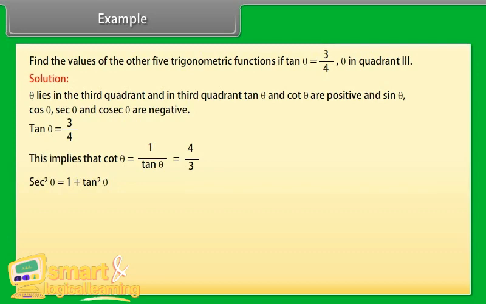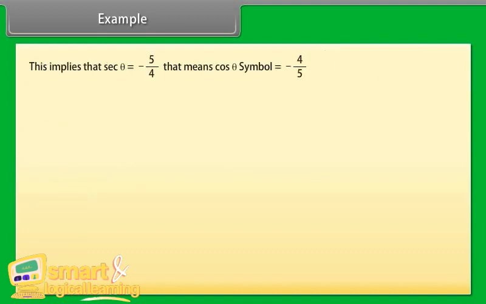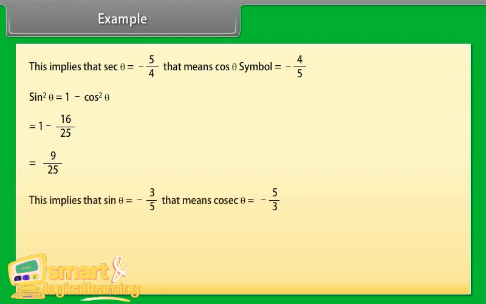sec²θ = 1 + tan²θ = 1 + (3/4)² = 1 + 9/16 = 25/16. This implies that sec θ = −5/4. That means cos θ = −4/5. sin²θ = 1 − cos²θ = 1 − 16/25 = 9/25. This implies that sin θ = −3/5. That means cosec θ = −5/3.